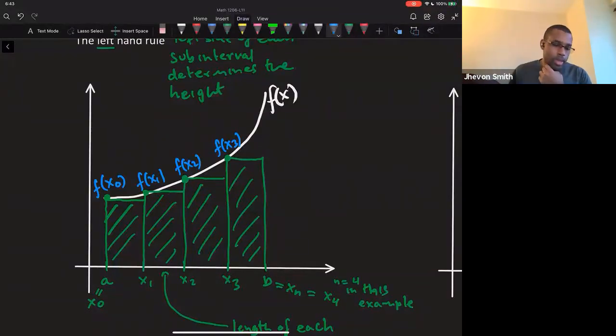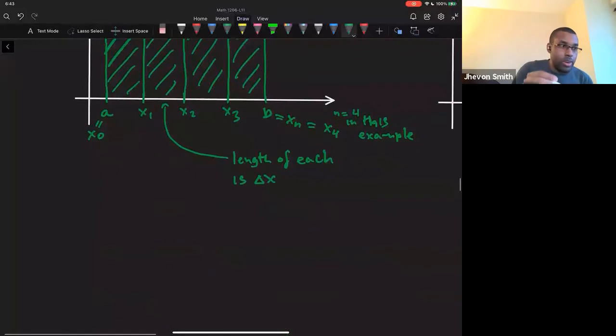So here, the area of the first rectangle is going to be delta x times f of x0. The area of the second rectangle is delta x times f of x1, etc. So I can actually now find the area here.